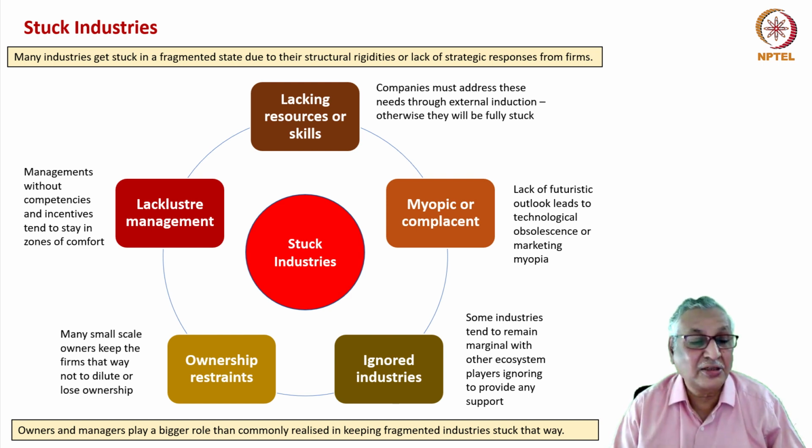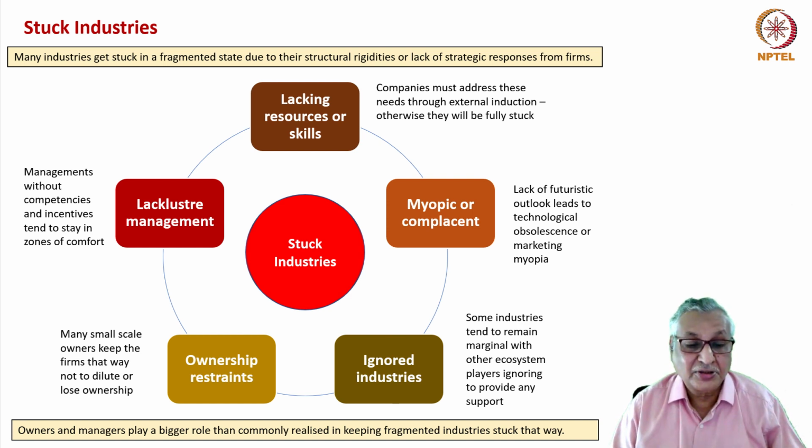So people remain in that industry. The other is lackluster management. That is, the managements in such industries and in such companies do not have competencies and they do not have incentives, and therefore they stay in their zones of comfort. These are the five reasons why a fragmented industry becomes a stuck industry as well.